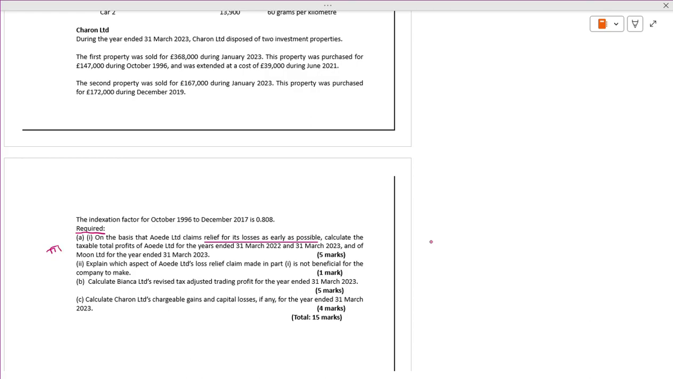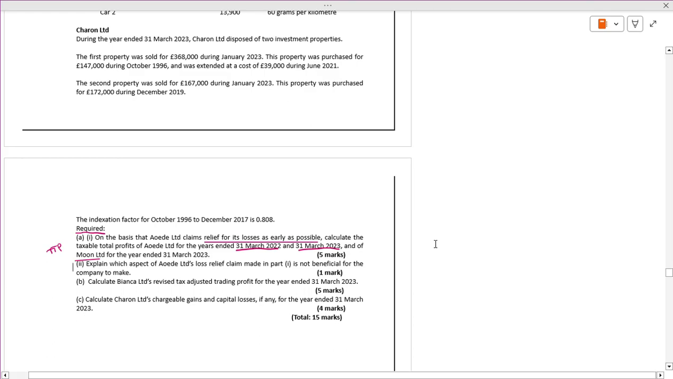We use the word taxable total profits of Aoede Limited for the year ended 31st March 2022 and 31st March 2023, and of Moon Limited. There is another thing which is attached to Aoede Limited. We will see what is the role and what is the important significance of Moon Limited for the year ended 31st March 2023. Okay, this is the first one.